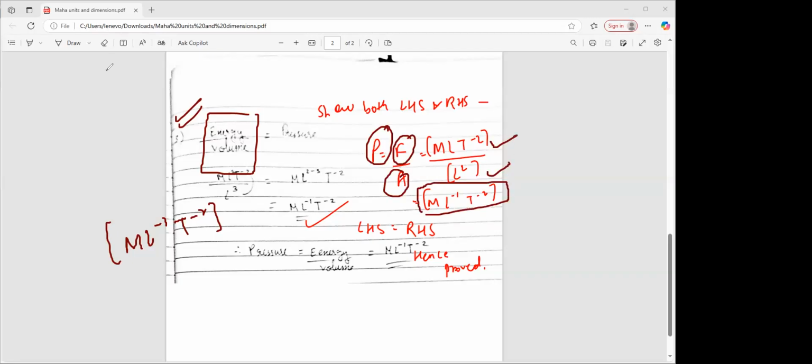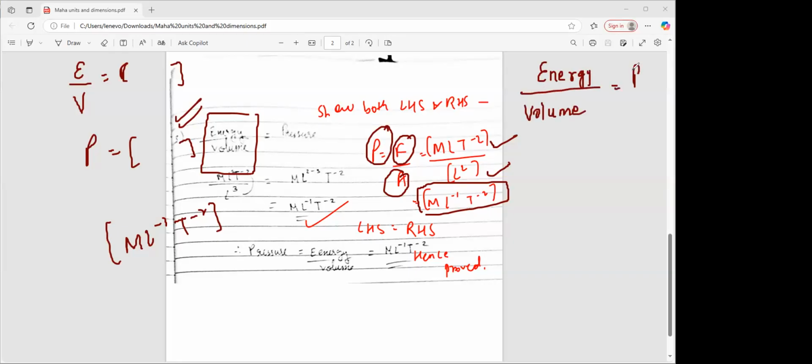So what you can do, you can show first what is energy by volume and get the dimensions. And then calculate for pressure and get the dimensions. And then you can say both are equal. Or you can do one thing, you can keep on equating it from the starting. That energy per unit volume is equal to pressure.